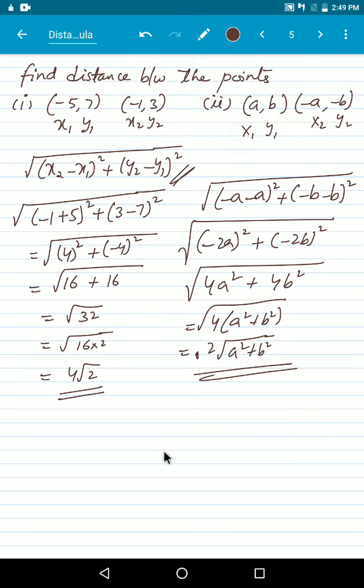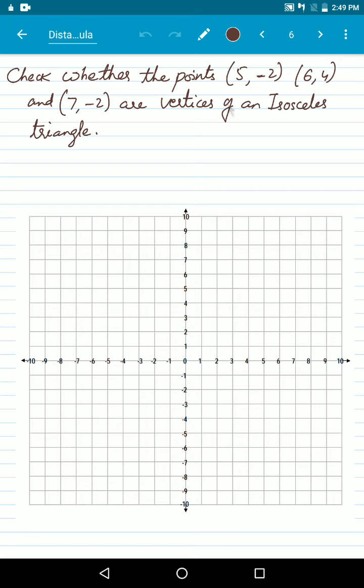Now let us go for the other problem. Check whether the points 5 comma minus 2, 6 comma 4 and 7 comma minus 2 are vertices of an isosceles triangle. Now what we can do is, in the examination we'll be given a graph paper, so we can plot these points and check. 5 comma minus 2 is here, 6 comma 4, 6 is here and 4 is here, 7 comma minus 2 is here.